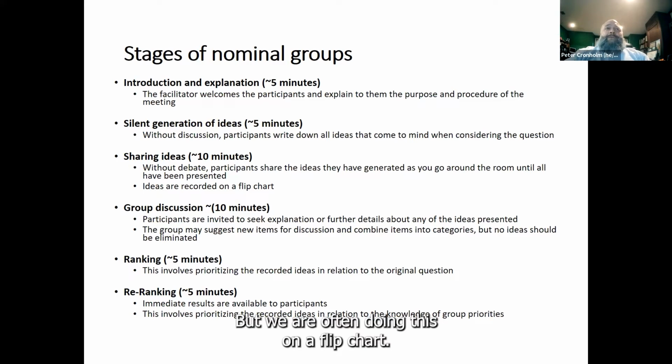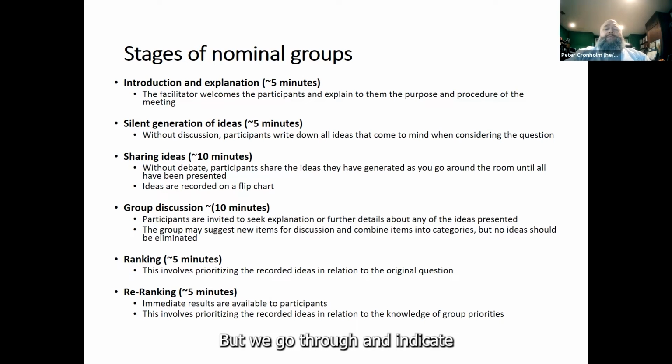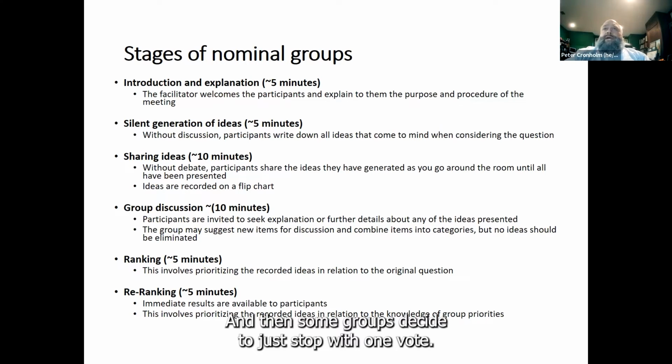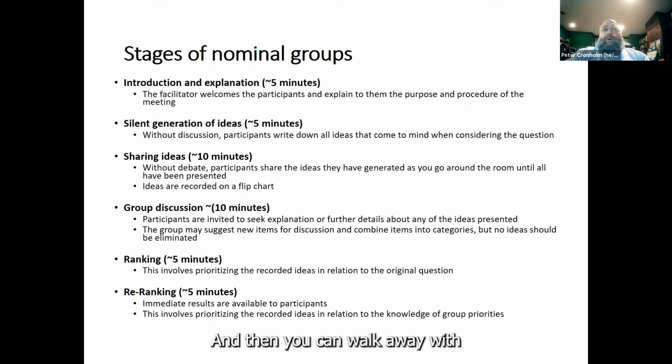But we are often doing this on a flip chart. I'll show you some pictures of that in just a minute. But we go through and indicate, usually with little tick marks, how many votes all of the items got. And then some groups decide to just stop with 1 voting. And you can walk away with that.